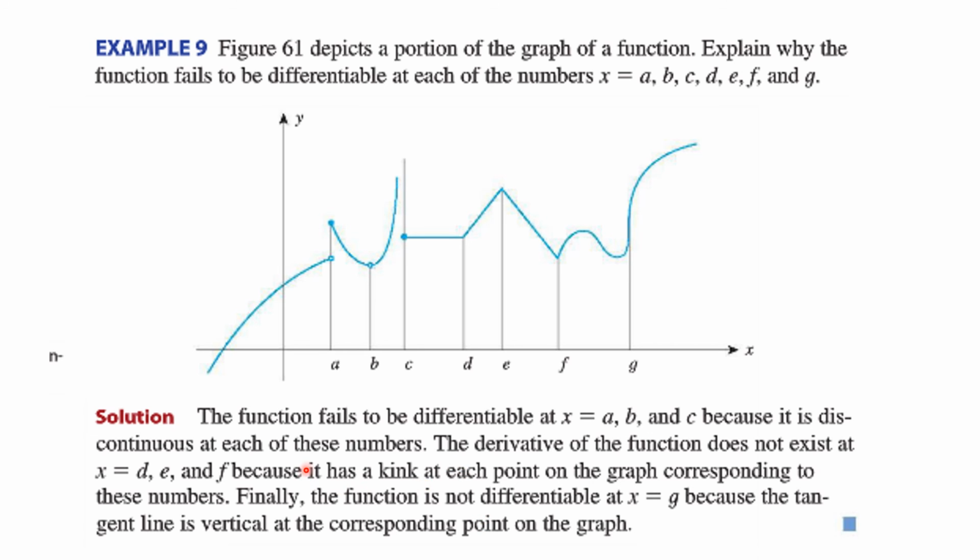Okay, it's discontinuous at A, B, and C, and that means that it can't be differentiable. There's a kink at each of these points. They call it a kink at these points corresponding to these numbers. Let's just see what that means. D, oh, it's an abrupt change in direction. And finally, it's not differentiable at G because it ends up being a vertical line.